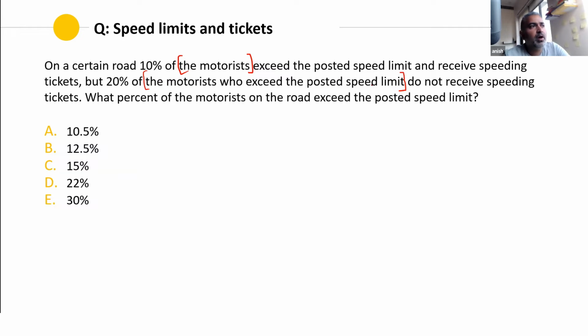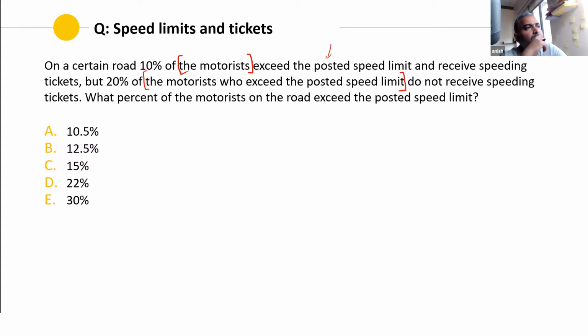Okay. So we're talking about a subset of motorists. We're talking about those motorists who exceed the posted speed limit. I also recall exceed the posted speed limit is the same as the first condition mentioned for those 10% people, right? Those people also exceeded the posted speed limit. 20% of all people who exceed the posted speed limit do not receive speeding tickets. Interesting. So there are some people who do exceed the speed limit but don't receive tickets. And we know there are 10% of all drivers who do exceed speed limit and they do receive tickets.